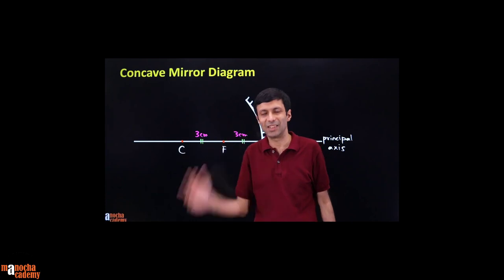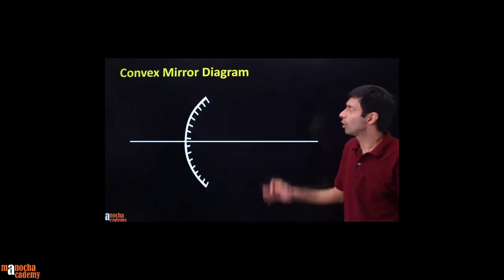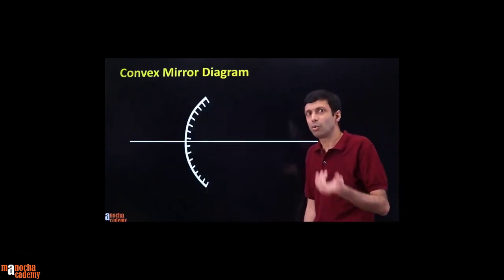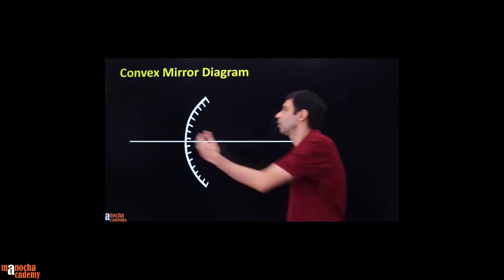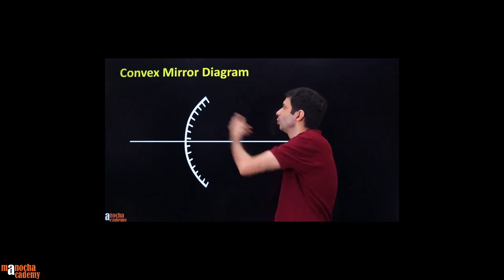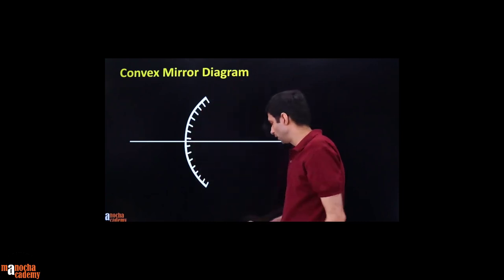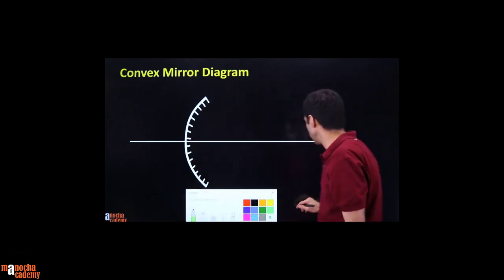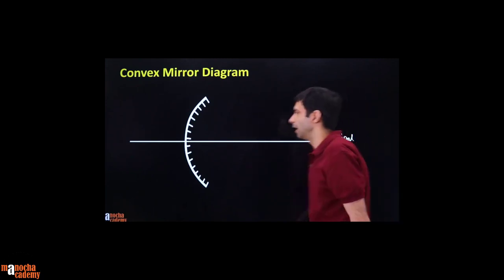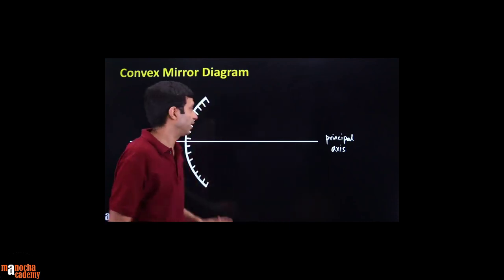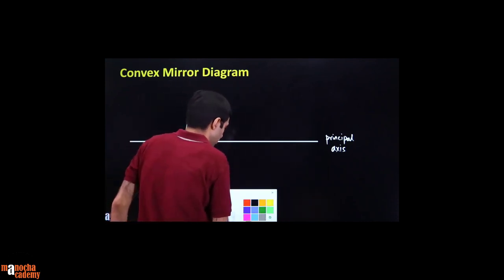So measure these distances, then draw the arc. How do you draw a convex mirror diagram? Same thing, only it is the opposite side. Because this is the reflecting side, the circle will be drawn this way. Now, once again, this is your principal axis, your horizontal line, and make sure you're measuring equal distances.